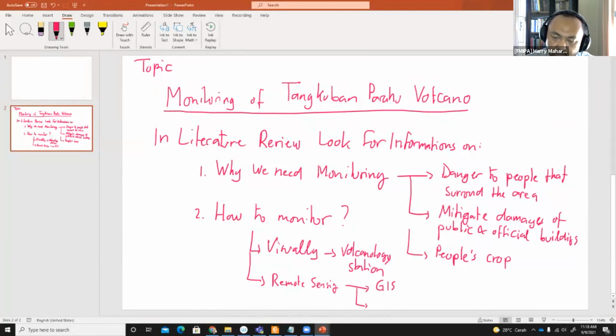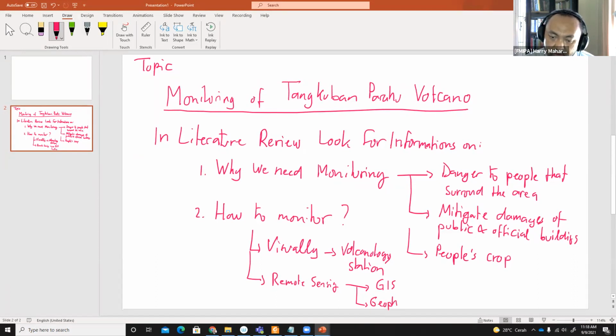Using satellites that record the day by day figure or photograph, that is taken from the sky. And the second one is using, for example, the geophysical method.